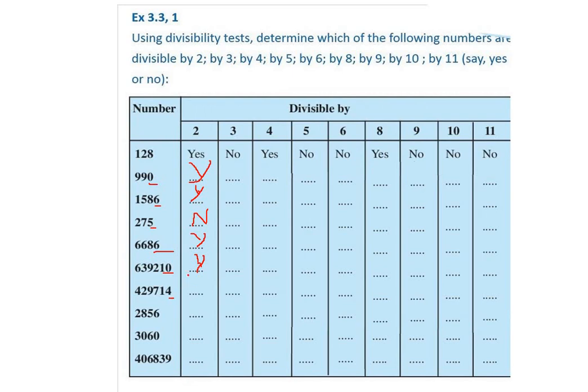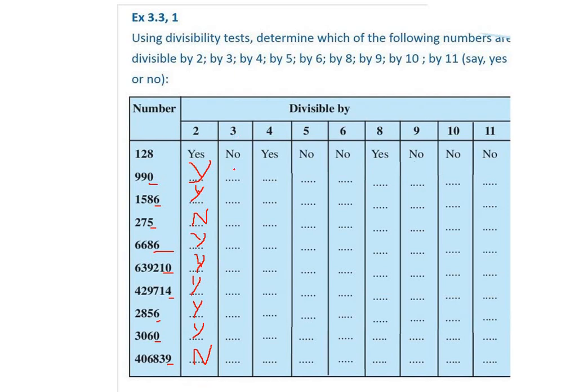Last number is 4, that is divisible by 2, so writing yes. Last number is 6, divisibility is possible, so writing yes. Last number 0, divisibility is possible, so writing yes. Last number 9, the test of divisibility is not possible by 2 because the last number is odd, so writing no. So I hope you understood how we are going to fill this with yes and no.